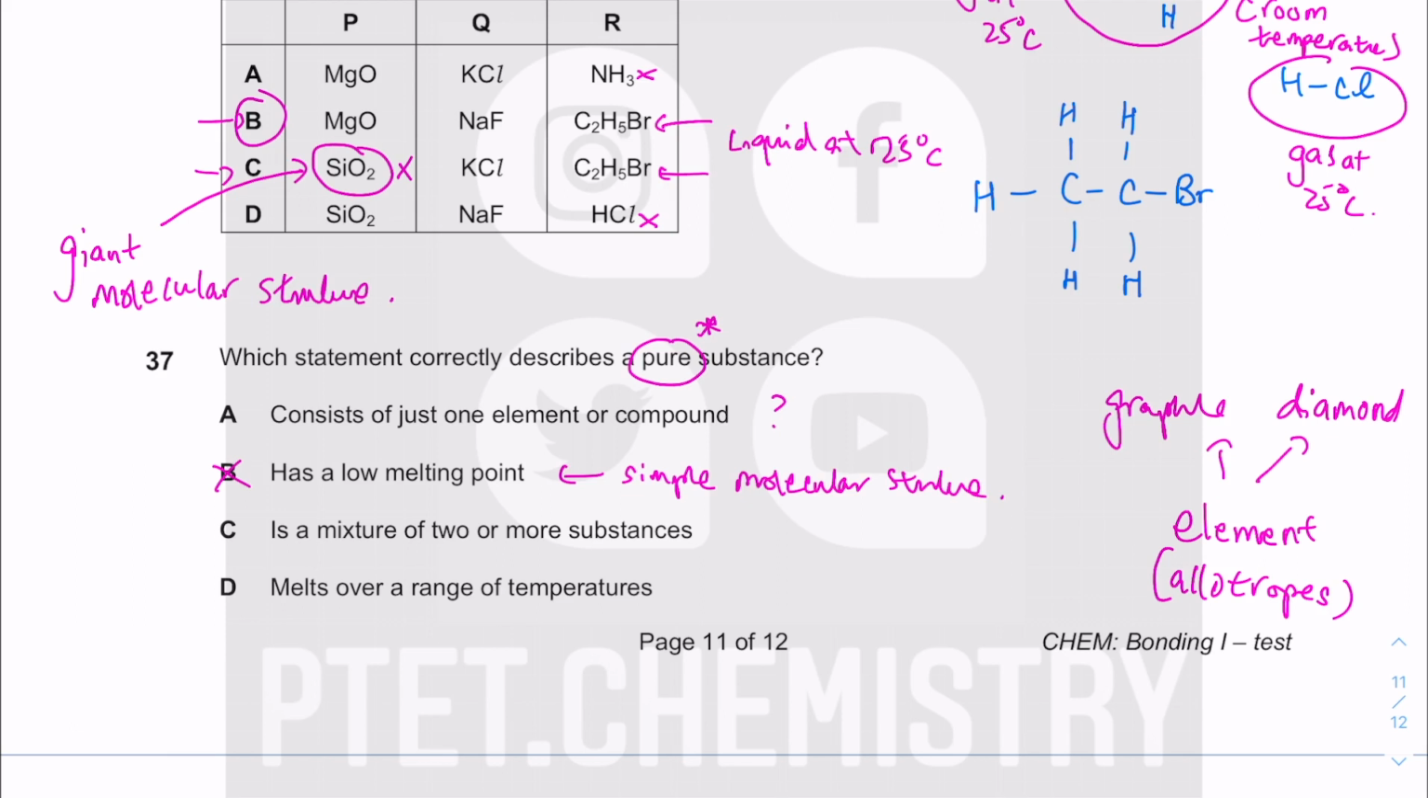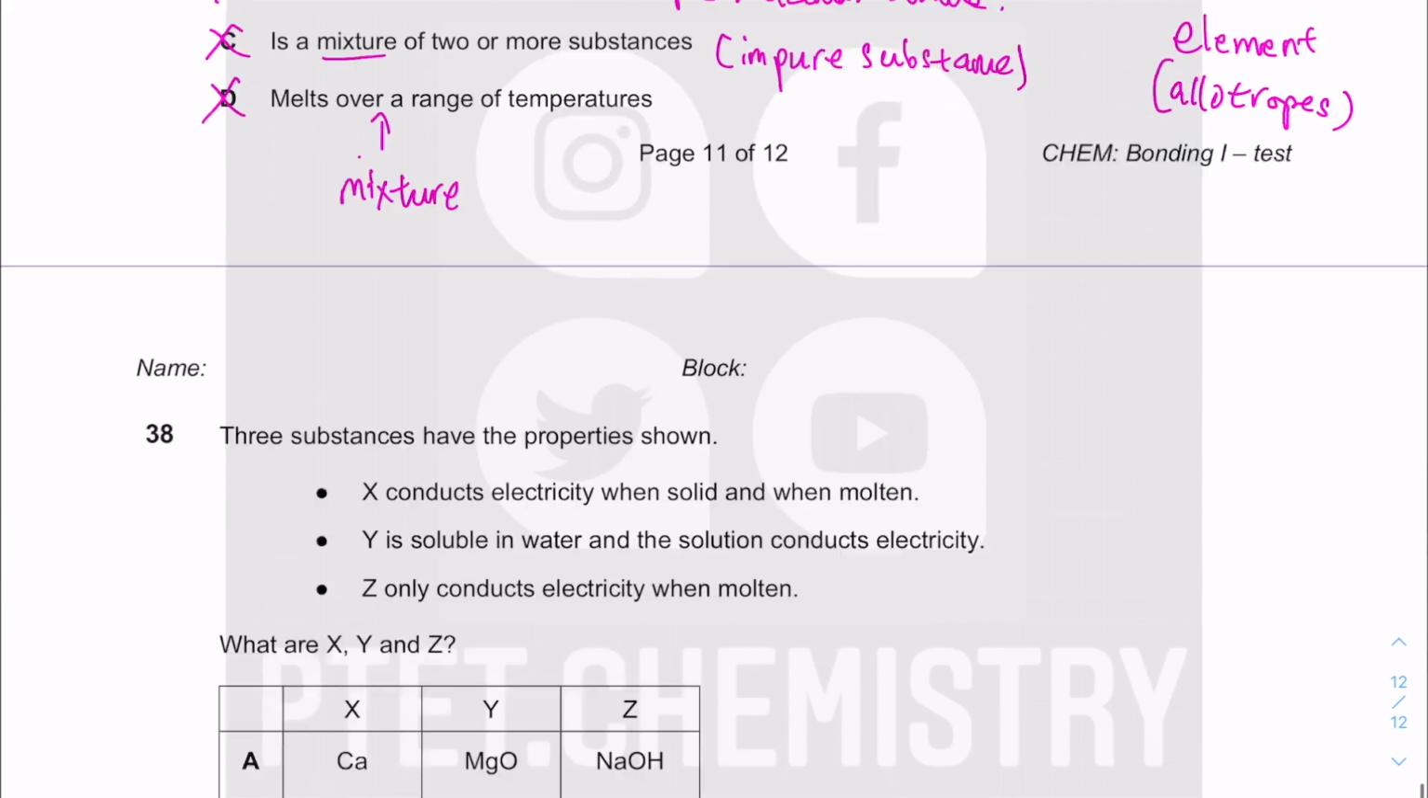Is a mixture? Well, definitely a pure substance is not a mixture, because a mixture is an impure substance. And then melts over a range of temperature is incorrect, because that is what happens when you have a mixture. That means you don't have a fixed melting point, you don't have a fixed boiling point, so you must only talk about A.